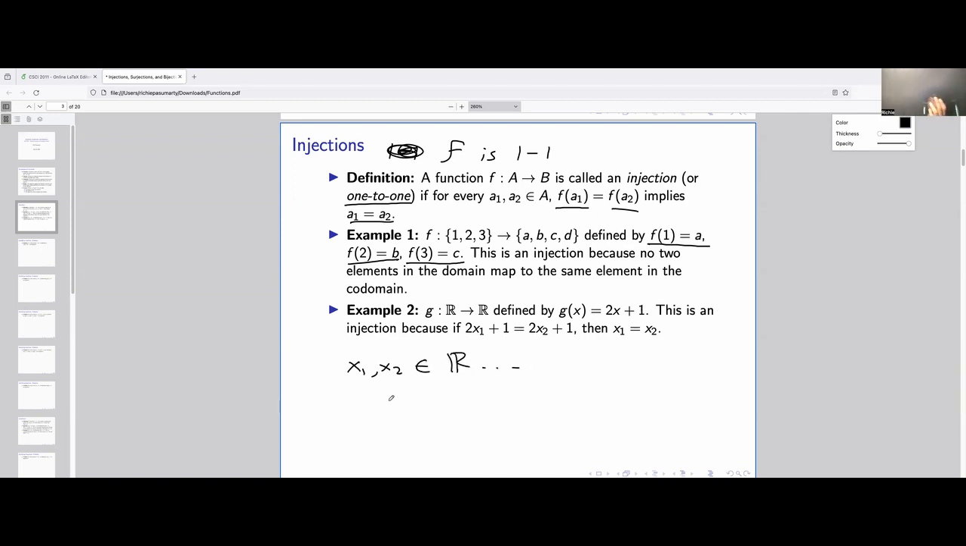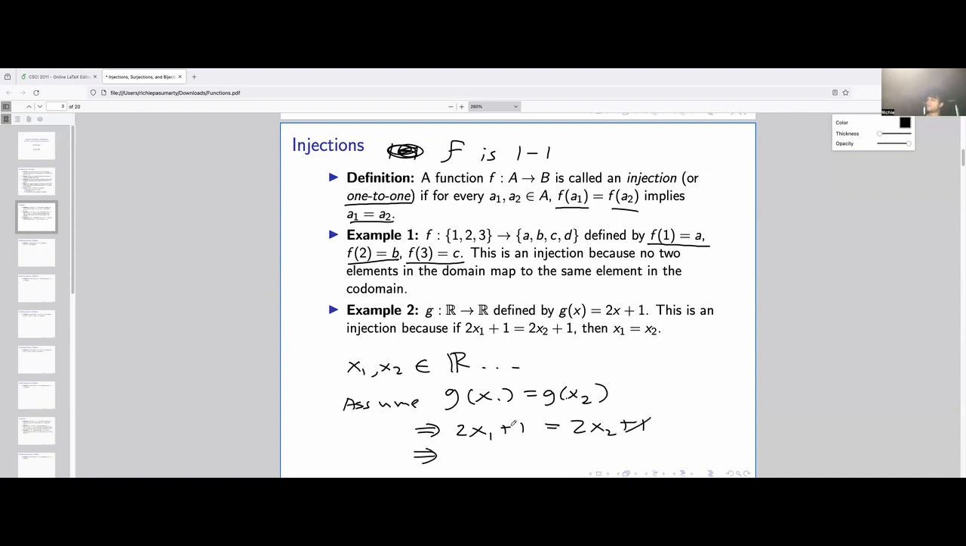So now, based on this information, I can assume that g of x1 is equal to g of x2. What does this mean? This means I can plug x1 into this equation here. So I get g of x1 is 2x1 plus 1, and g of x2 is 2x2 plus 1.